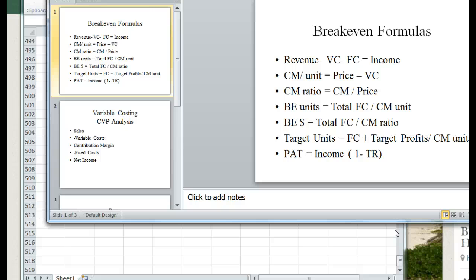And if we want to figure out how many units we need to break even, take our total fixed costs divided by contribution margin per unit. Total break-even sales volume, total fixed costs divided by contribution margin ratio. Target units, let's say we want to make $1 million. We figure that out by taking our fixed cost, adding it to our target profit, $1 million, divided by our contribution margin per unit. That'll give us the number of units we need to sell to make $1 million. All right, which is something I hope you're all shooting for.